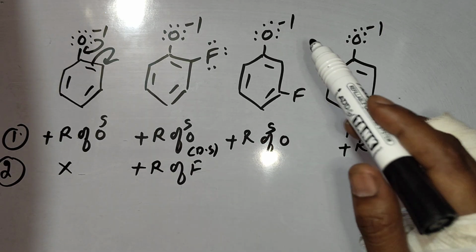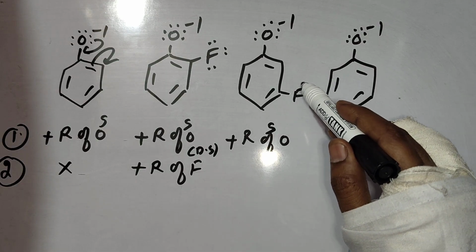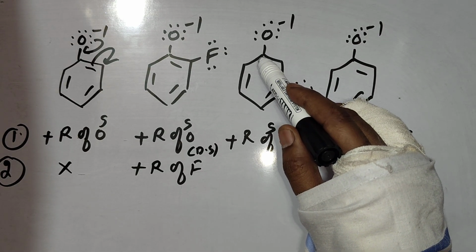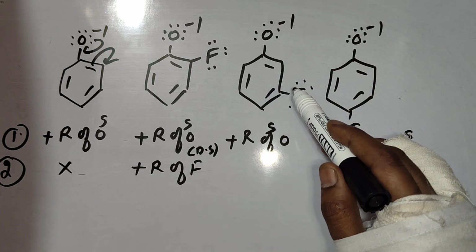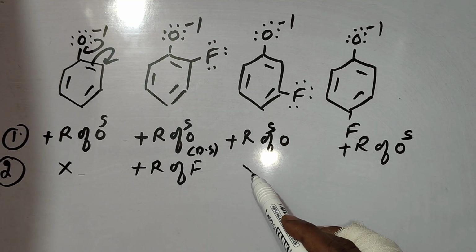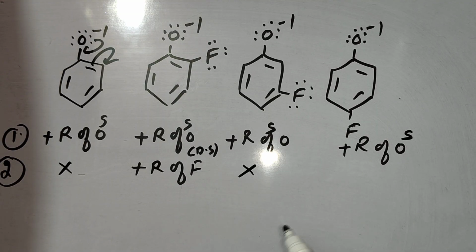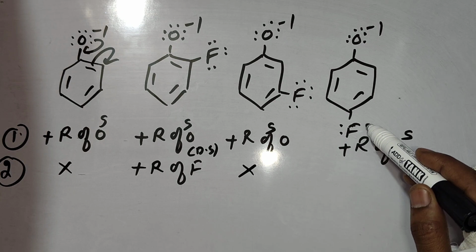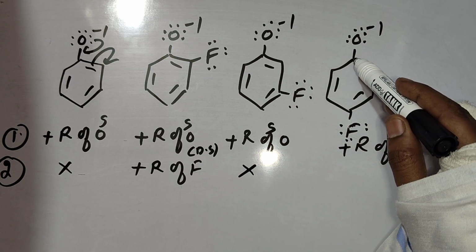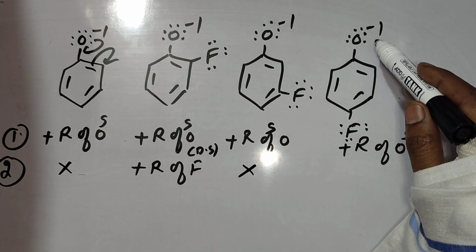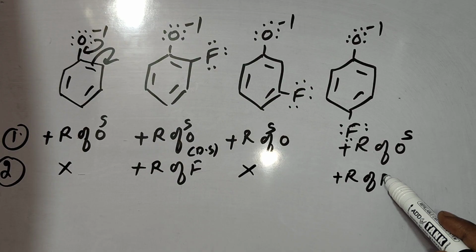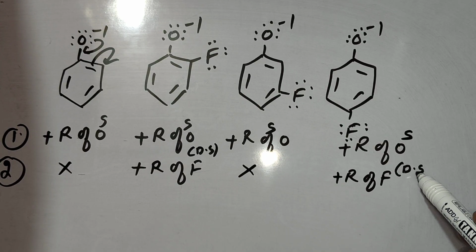Destabilizing factor. From meta position, if it will show plus R effect, those electrons will not come on this carbon. So there is no effect of plus R on this oxygen. So I will say from meta position, no plus R of fluorine. From para position, it can show plus R effect because when you will show resonance, these electrons will come on this carbon, which will try to increase the negative charge of oxygen. So from here, plus R effect is operating, and which is destabilizing factor.